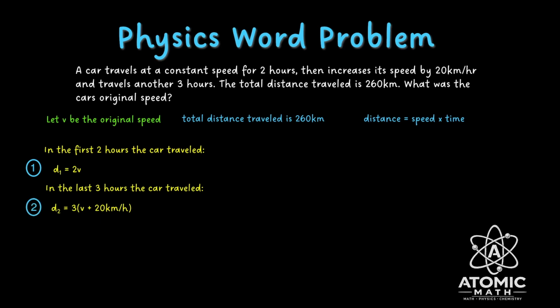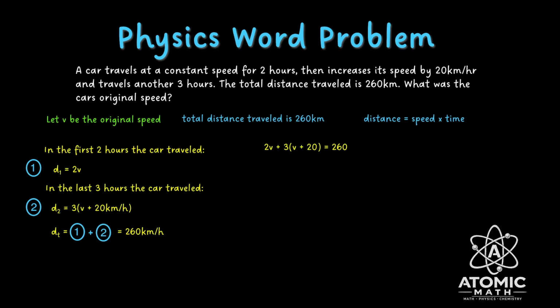The whole journey was 260 kilometers. So we can create an equation where we say the total distance was the first part, the 1, plus the 2. And we know that that's 260. So that means we can set it up and equal it to 260. So we put equation 1 in, and then we add equation 2, and we set that equal to 260.